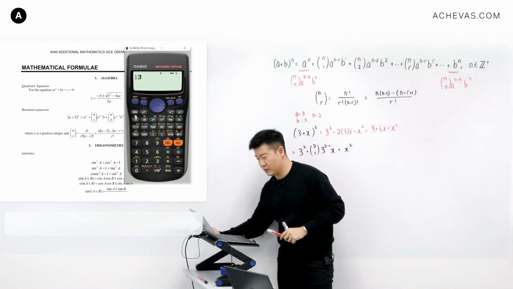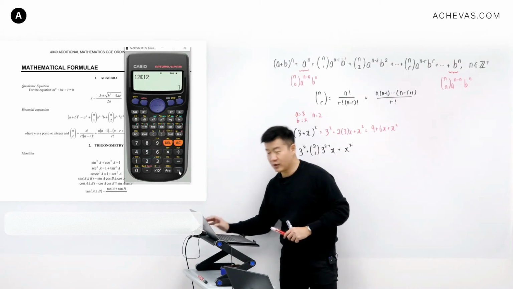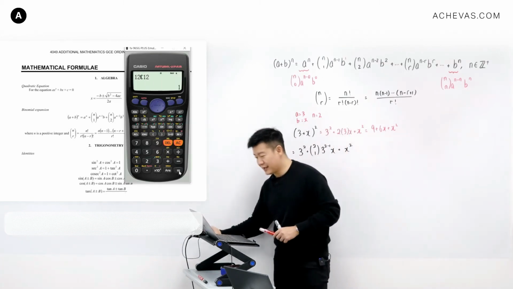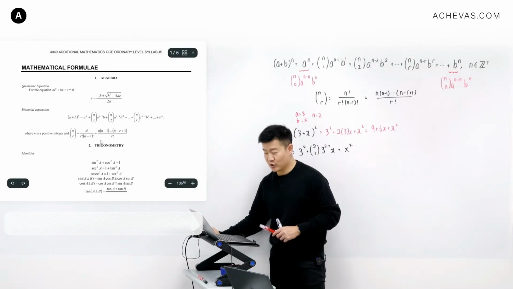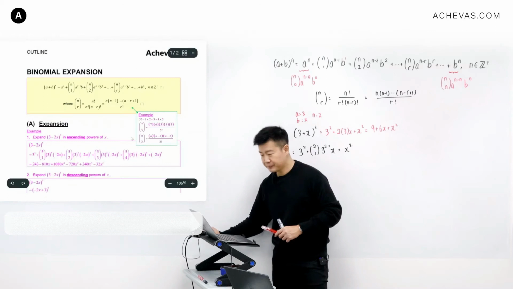Let me justify this for you. Let's say we have 12 choose 12. 12 choose 12 is equal to 1. Let me give you another example. Let's say 6 choose 6. This is also going to be equal to 1. So n choose n is always going to be equal to 1.